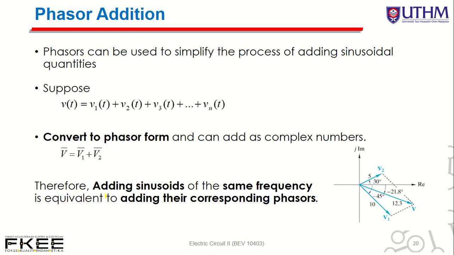Okay, so next we'll discuss about phasor addition. Let's say you have phasor can be used to simplify the process of adding sinusoidal quantity. Let's say you have a sinusoidal, let's say Vt equal to V1 plus V2 plus V3 until Vn. So we can convert to the phasor form, and then we can add this V1 in phasor form plus V2 and so on. Okay, we can convert. Therefore, what we can say that adding sinusoid of the same frequency is equivalent to adding their corresponding phasor.